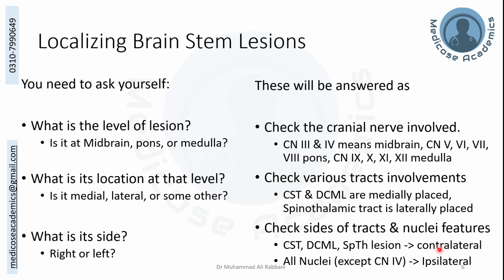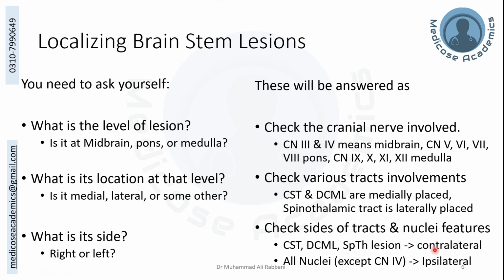All the three major tracts, the corticospinal, the DCML, and the spinothalamic tracts, have already crossed the midline in most cases before reaching the brainstem: the spinothalamic tract in the spinal cord, the dorsal column, and the corticospinal tract in the lowest part of the brainstem. So any lesion of these tracts will lead to contralateral features.